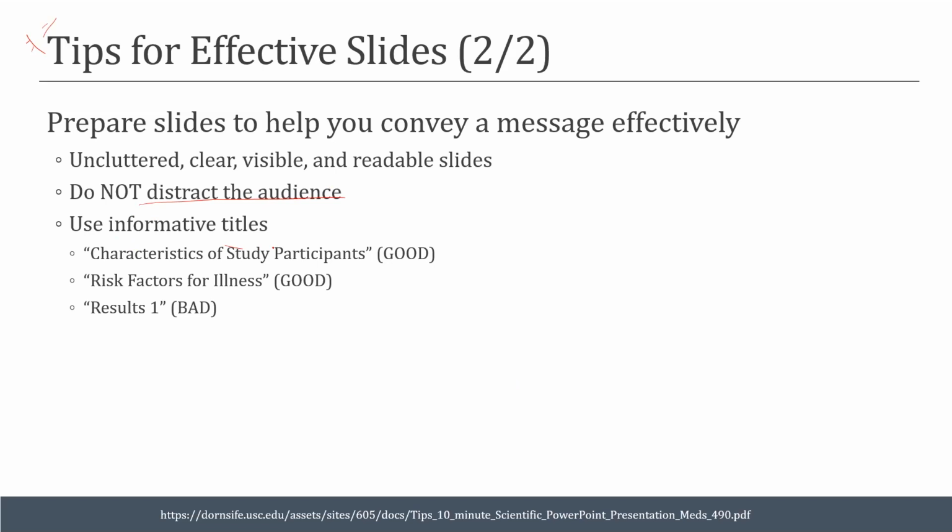participants, which is good. Risk factors for illness. Okay, this is good. But result 1, result 2, result 3, this is bad because it doesn't convey any information. It's not informative, right?